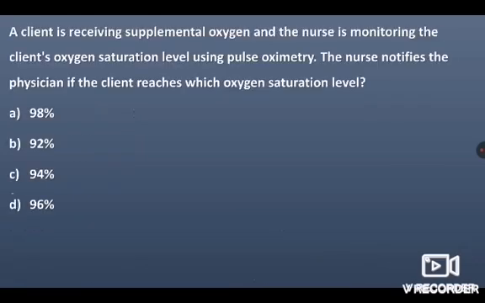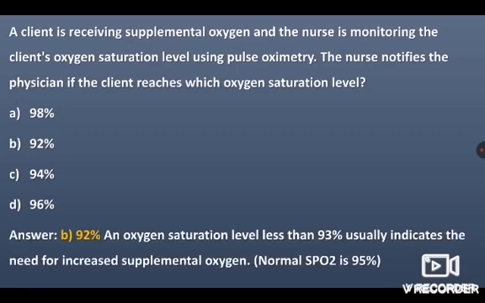The next is: a client is receiving supplemental oxygen and the nurse is monitoring the client's oxygen saturation level using pulse oximetry. The nurse notifies the physician if the client reaches which oxygen saturation level: 98%, 92%, 94%, 96%. And the correct answer is B, 92%.